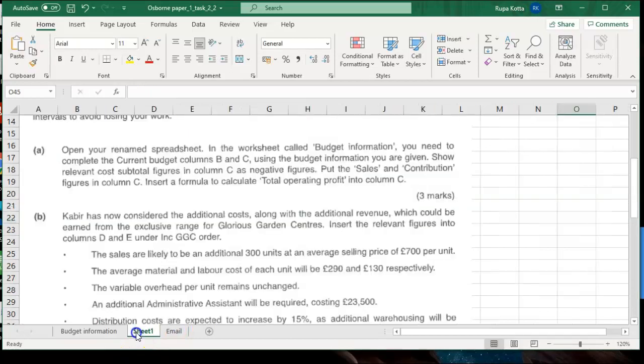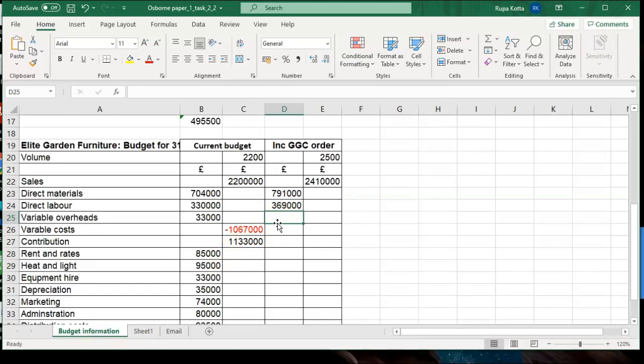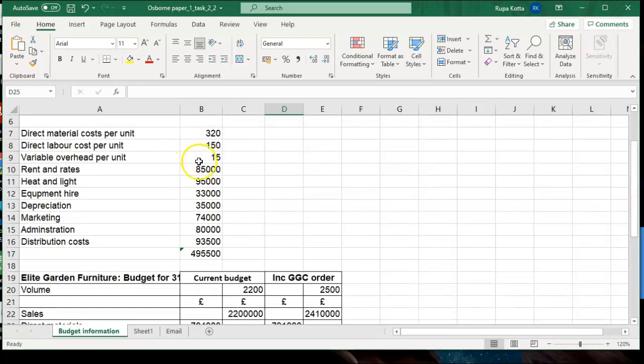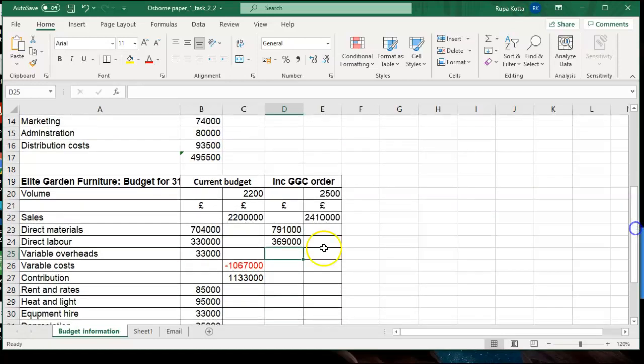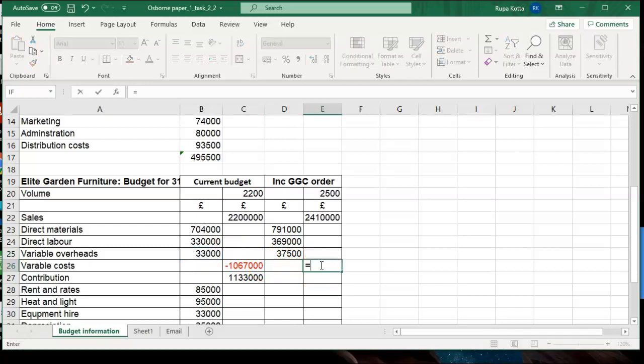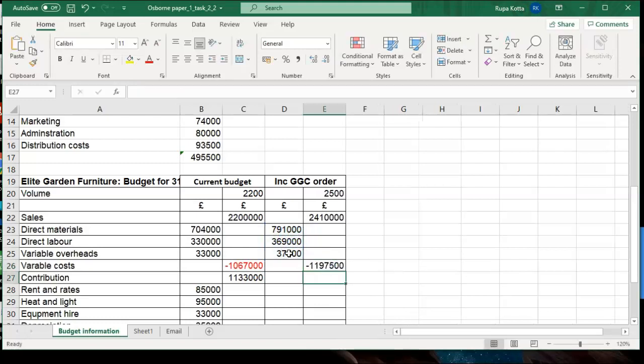Variable overhead, they said will remain unchanged, which is 15 pounds before. So it will be 15 pounds for this one also. Let's see how much was the variable overhead before. You can see variable overhead per unit is 15 pounds per unit. So take the original cost plus 300 multiplied by 15. For extra units, extra cost. Calculate the total variable overhead equal to minus sum of these three cells. Change color and calculate the contribution.